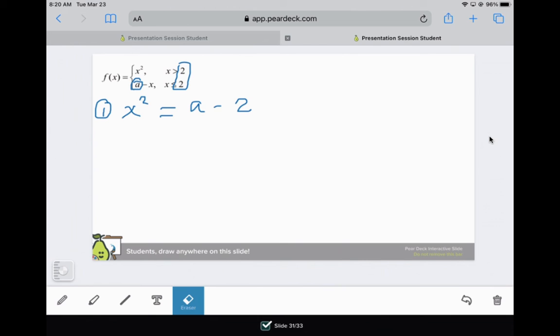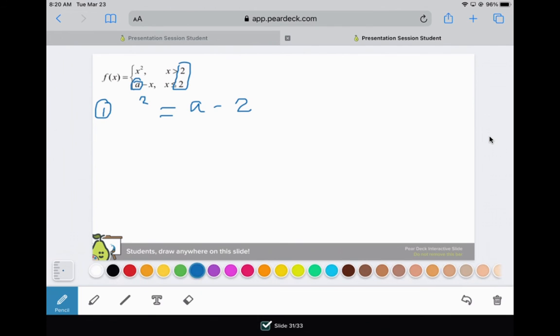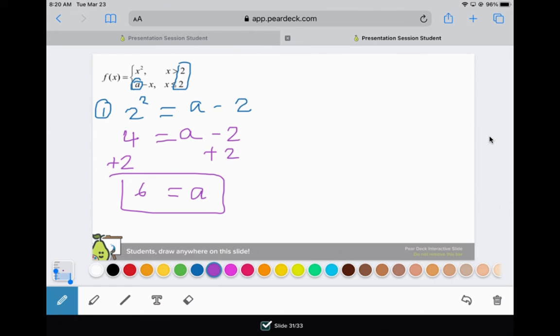I forgot one thing. I should replace this with 2, right? Otherwise, I wouldn't know what to do. So I replace the x with 2. So now I have 4 equal a minus 2. Solve this equation. A is 6. So the a value that you want to solve for is 6. In order for this function to be continuous, a has to be 6. So that is what you should see.